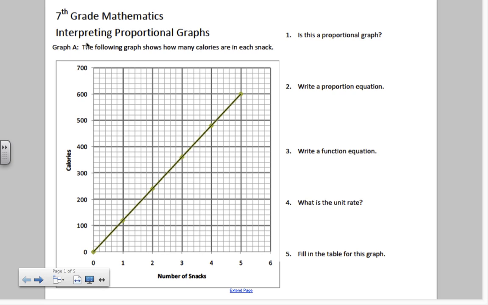All right, so is this proportional? Absolutely. And why is it? It's straight, it's diagonal, and it comes in contact with the origin. Now, numbers 2 and 3 ask us to write the proportional equation and the functional equation. Let's skip 2 and 3, because I think they have this out of order. If you can find the unit rate in number 4, I believe these two will just happen. So, does anybody remember how to find unit rate?